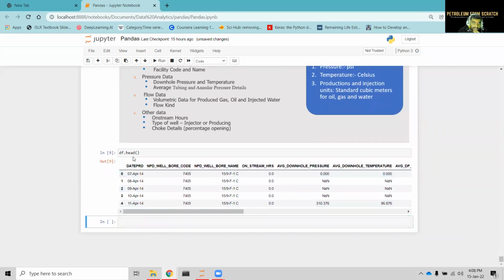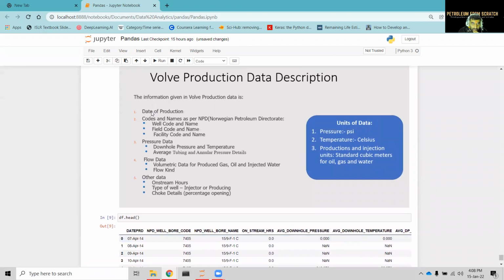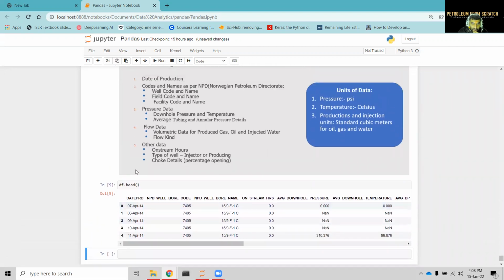So from here you can see DATEPRD. The date of production is there, by the name of DATEPRD. NPD wellbore code is there, well code 7405. It is for the F1C. For different wells, there will be different well code names. So basically these are one-to-one mapped. You can say wellbore code and wellbore name are one-to-one mapped.